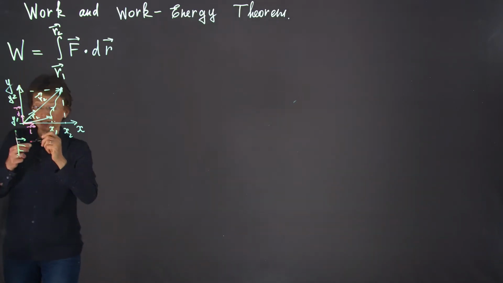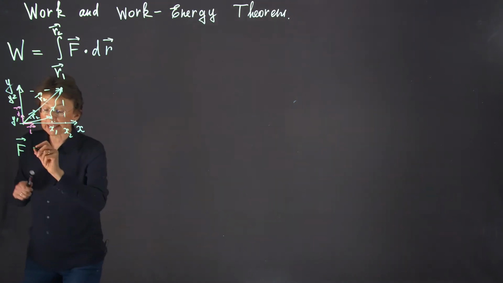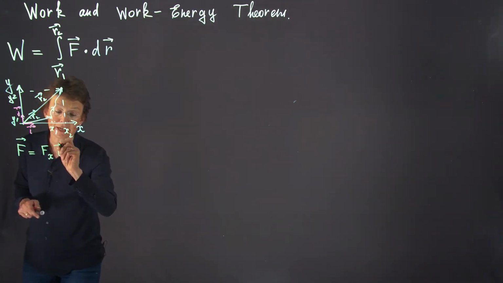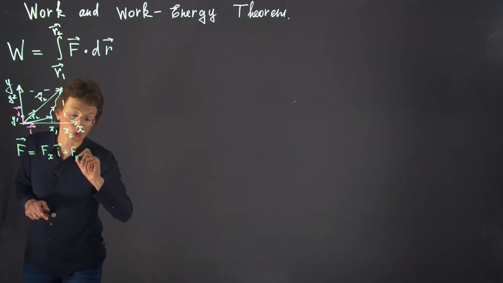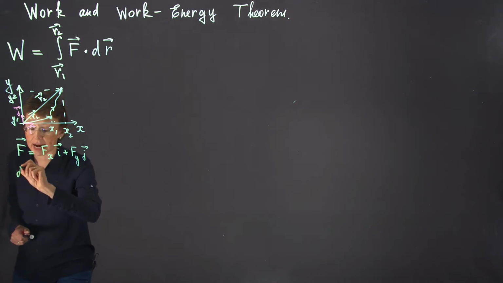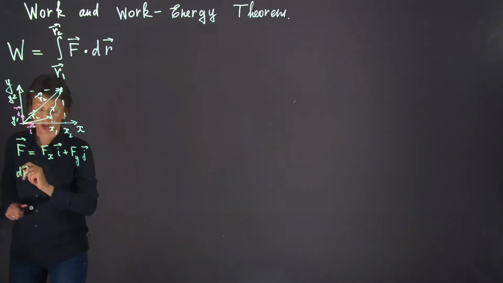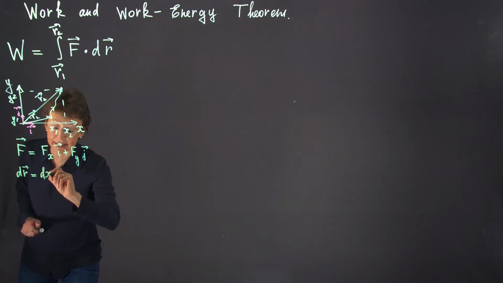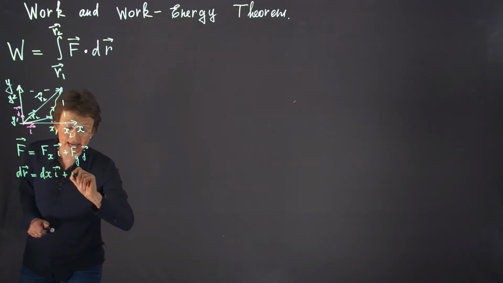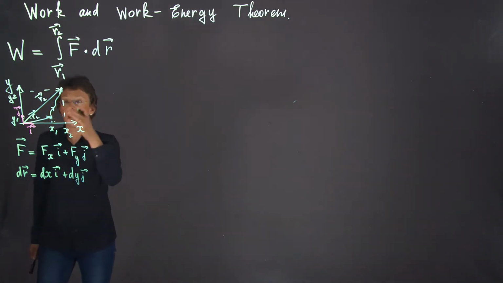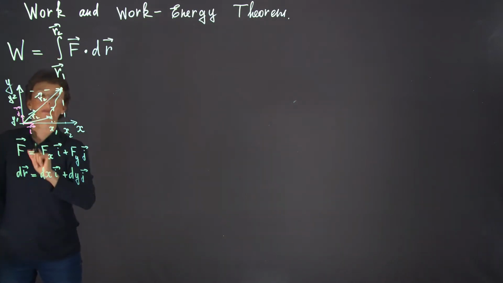Any vector, as we know, can be written in terms of components, as Fx i plus Fy j. I will do the same with vector dr, the infinitesimal change in displacement. dr is dx i, where dx is the x component of dr, plus dy j. And now I will bring these two into my definition.